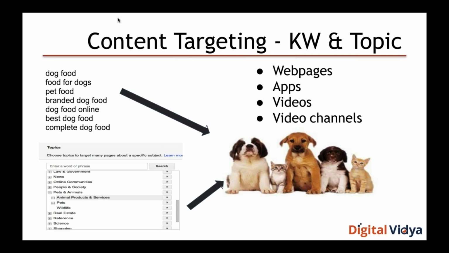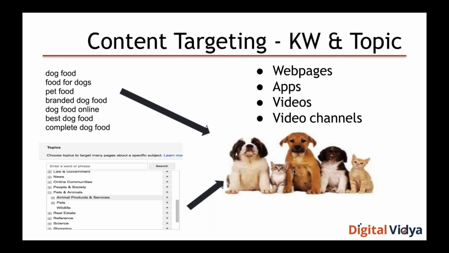So, keyword and topic. When you are advertising on the display network, there are all these websites. How do you decide? You can say that I want to advertise on pages that are talking about this, not on websites as a whole, but on particular pages. So what is the content on that page? Based on that, I will show my ad.